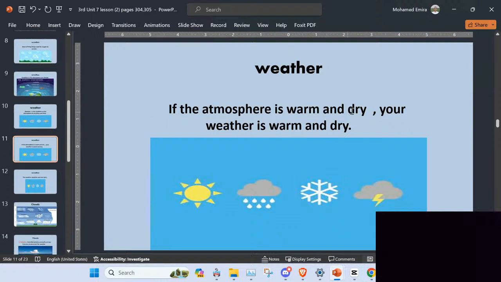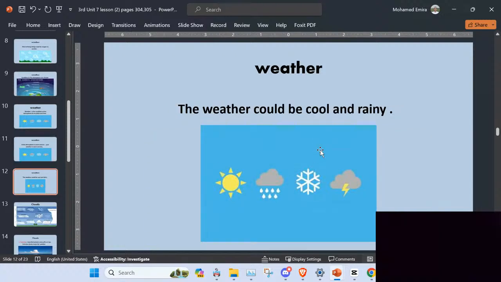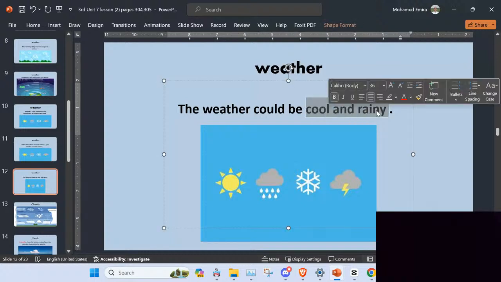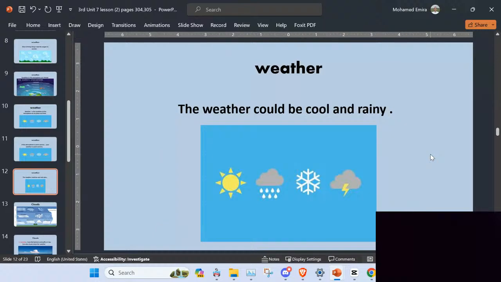If the atmosphere is warm and dry, the weather will be warm and dry. If the atmosphere is cold, the weather is cold. If the atmosphere is rainy, the weather is rainy, and so on. The weather could be cool and rainy. Weather will be cool and rainy if the atmosphere is cool and rainy.